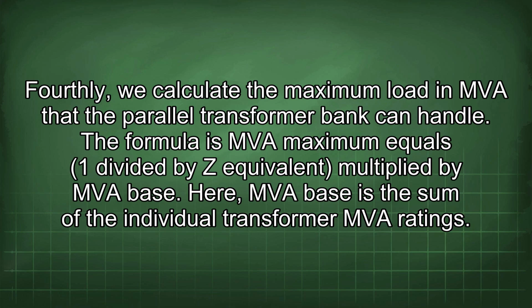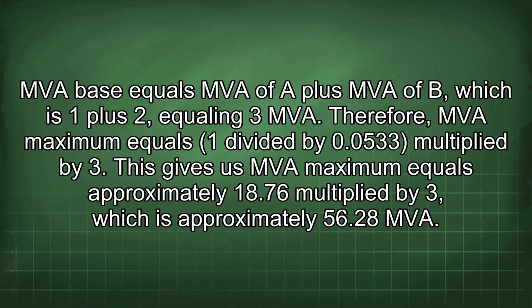Fourthly, we calculate the maximum load in MVA that the parallel transformer bank can handle. The formula is MVA maximum equals 1 divided by Z equivalent multiplied by MVA base. Here, MVA base is the sum of the individual transformer MVA ratings. MVA base equals MVA of A plus MVA of B, which is 1 plus 2, equaling 3 MVA. Therefore, MVA maximum equals 1 divided by 0.533 multiplied by 3. This gives us MVA maximum equals approximately 18.76 multiplied by 3, which is approximately 56.28 MVA.